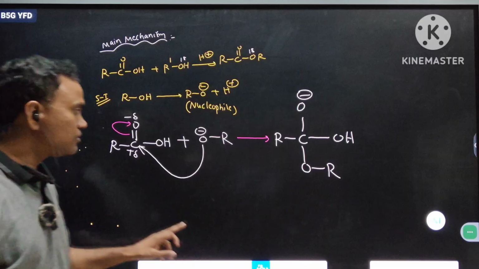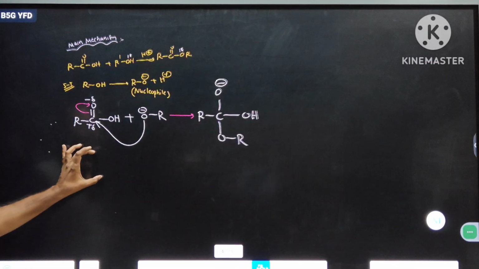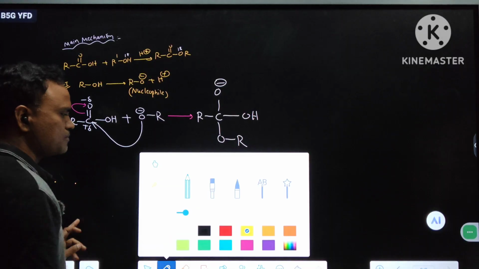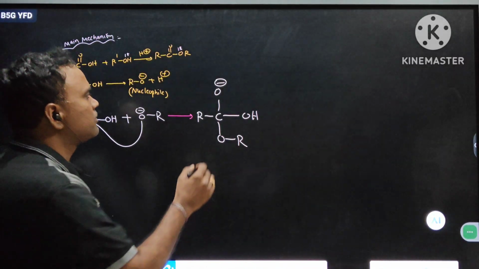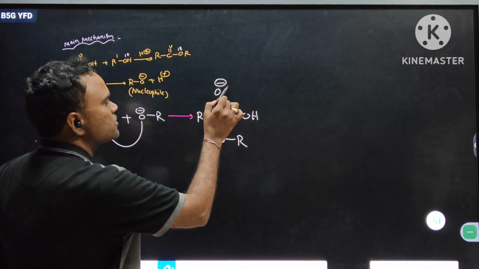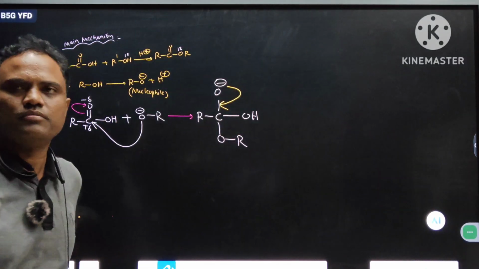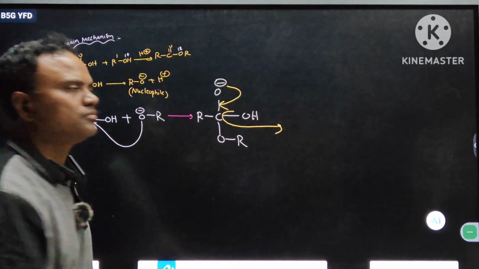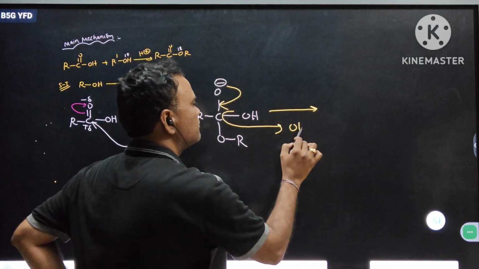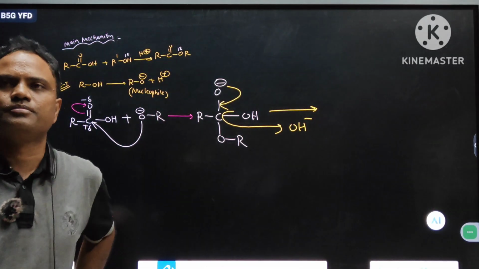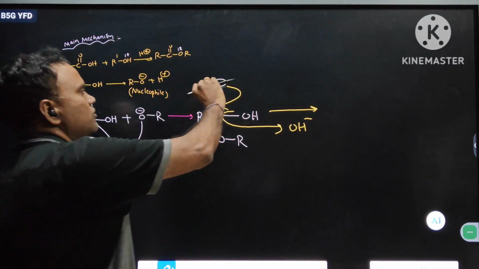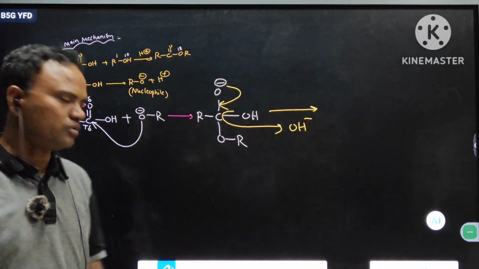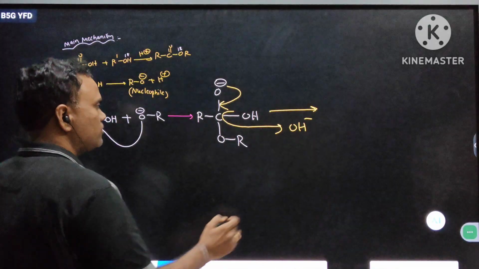In the next step, this negative charge shifts in between these two. At that time, OH minus will leave. OH negative. This negative charge shifts in between these two as a bond. Okay. Then what will we get?